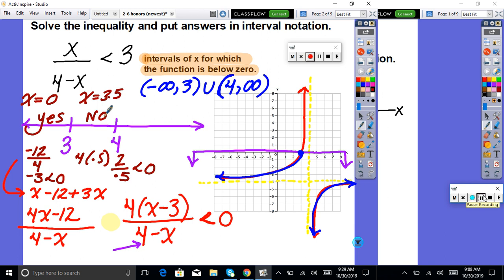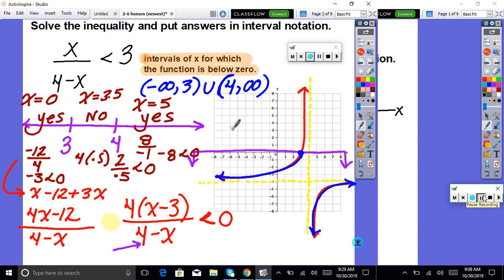So then when we plug in x equals 5, for example, that would be 4 times 2, right? 8 on top, and on bottom we would have -1, which is a -8. Is that less than 0? Yes. So now look, this is your answer. Our answer was yes from -infinity up to 3, true. Then it was yes from 4 to infinity. Do you guys see how we can just do it by a visual representation of our x-axis?